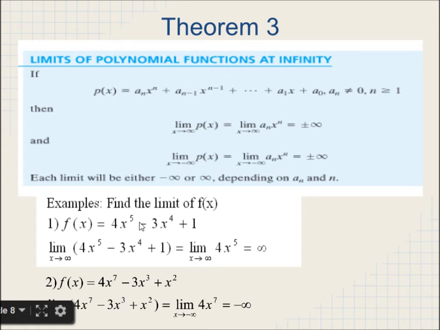So let's see an example. 4x^5 minus 3x raised to power 4 plus 1 is the function. The limit as x approaches infinity.